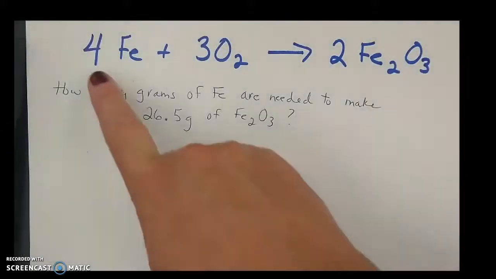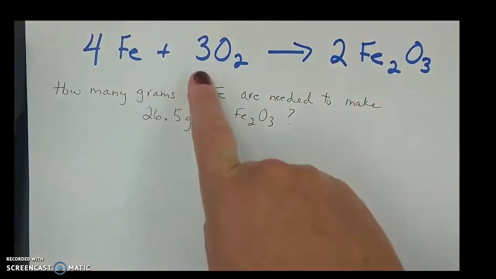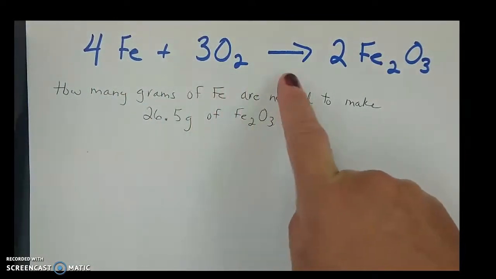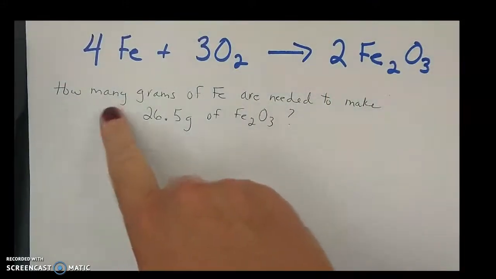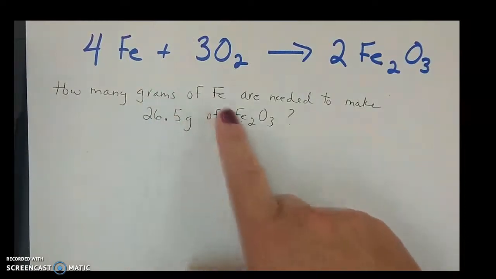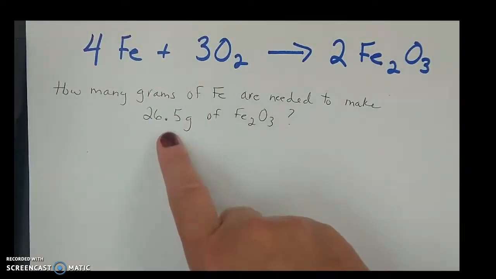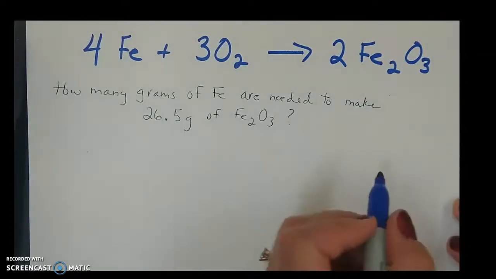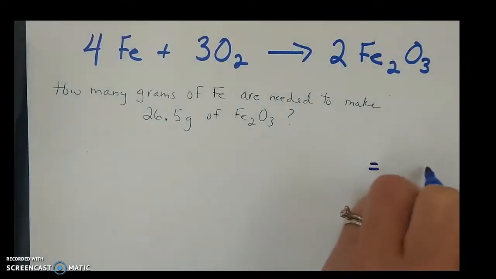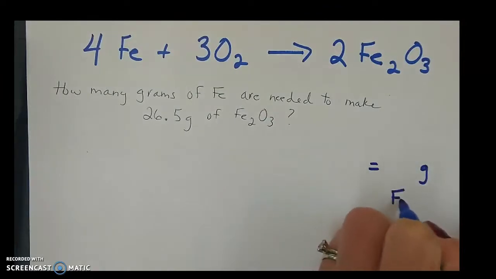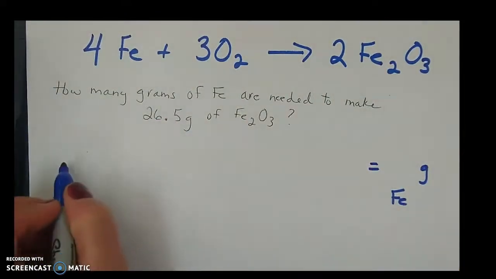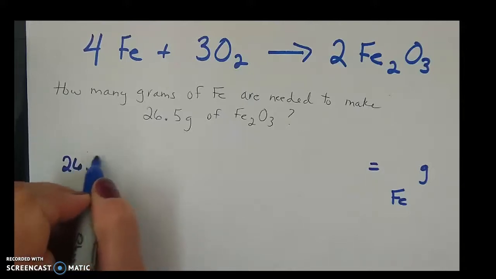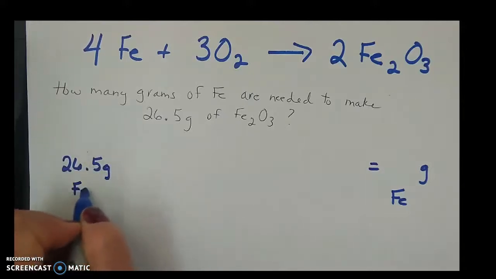So don't forget the numbers in front tell you how many moles are used in this chemical reaction. So the practice problem has how many grams of iron are going to be needed to make 26.5 grams of iron 3 oxide. So since we're calculating how many grams, what you want to do is write that at the end of your math on the right-hand side. How many grams of iron? They always have to give you something to start with. So what you do is you write the number we have to start with, 26.5 grams of iron 3 oxide on the left.